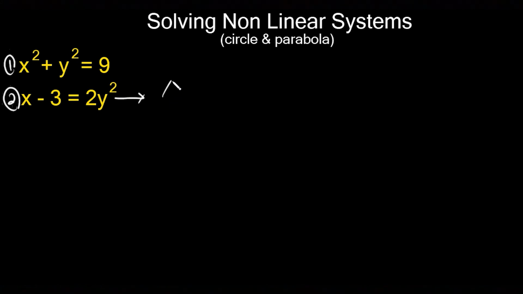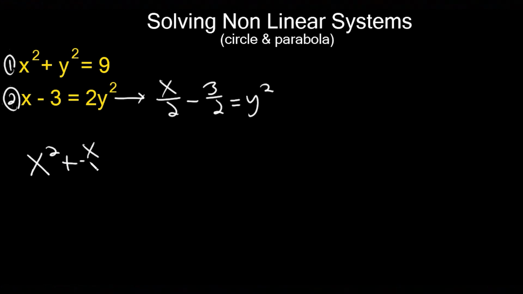So I'll get x over 2 minus 3 over 2 equal to y squared. I can then plug this into equation 1. So rewriting equation 1, I get x squared plus x over 2 minus 3 over 2 equal to 9. So again, I plugged in y squared where I saw a y squared. That's this part right here. And so from here, you can see that you're dealing with fractions. So if I simply multiply all of my terms by 2, I'll get rid of this fraction here and this fraction here. So that's what I'm going to do to make it a little bit easier.